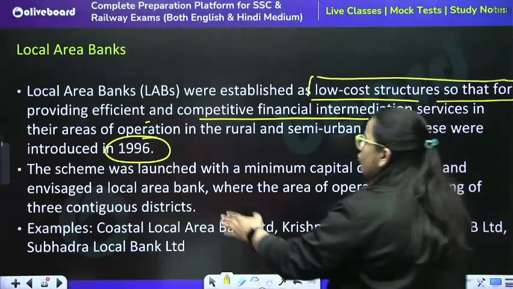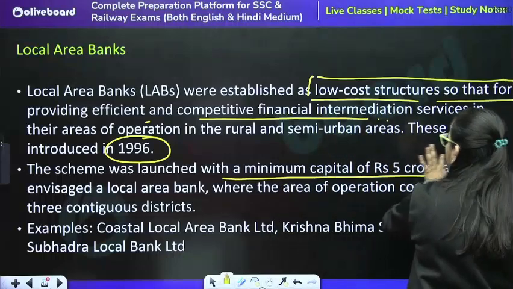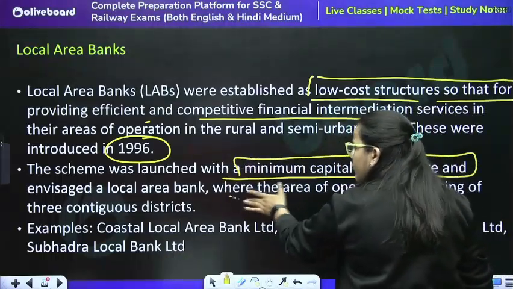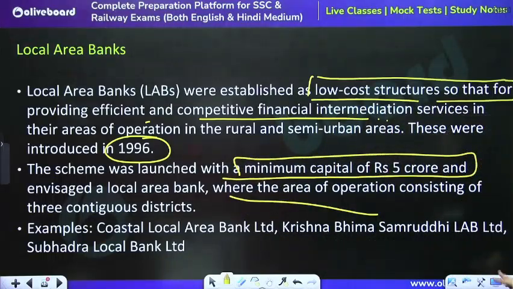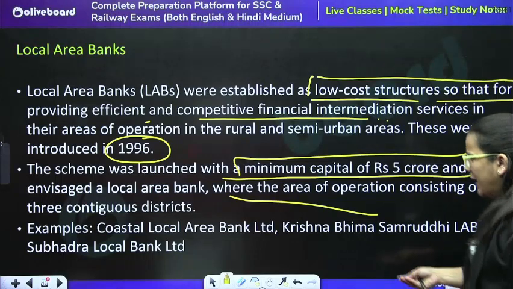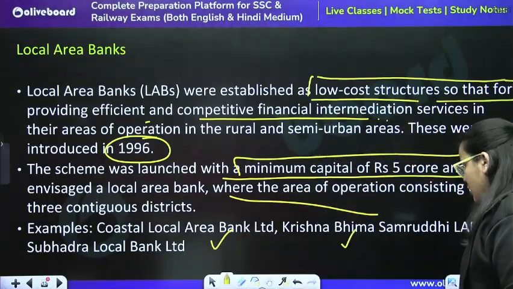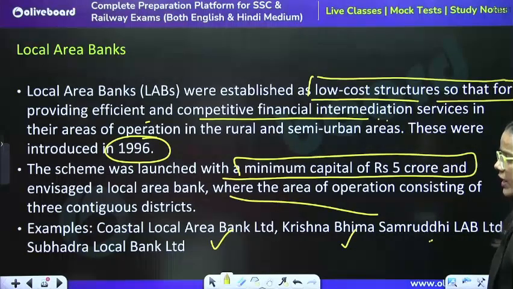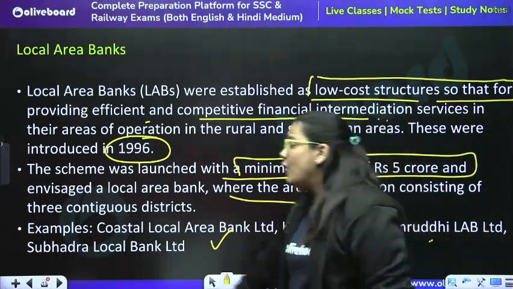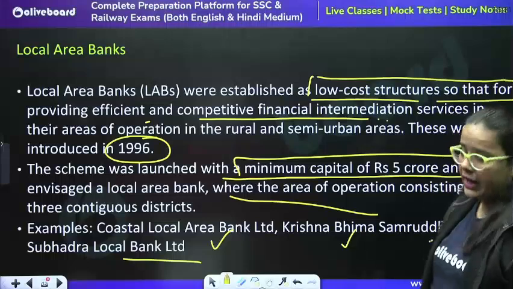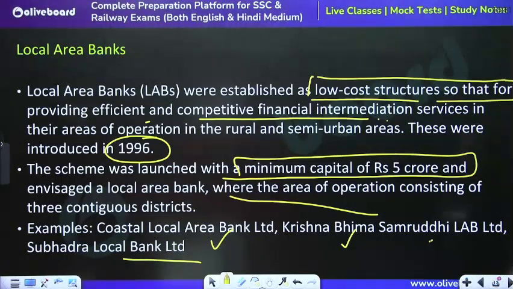The scheme was launched with a minimum capital of rupees 5 crore. Some examples might be asked: Capital Local Area Bank Limited, Coastal Local Area Bank Limited, Krishna Bhima Samruddhi Local Area Bank Limited, Subhadra Local Area Bank Limited. These are examples of local area banks.